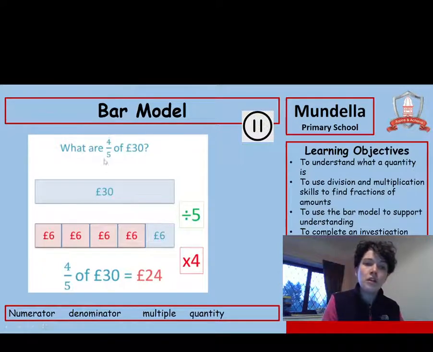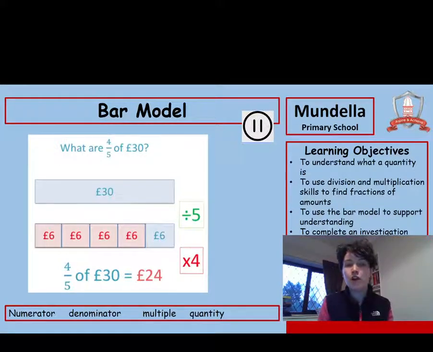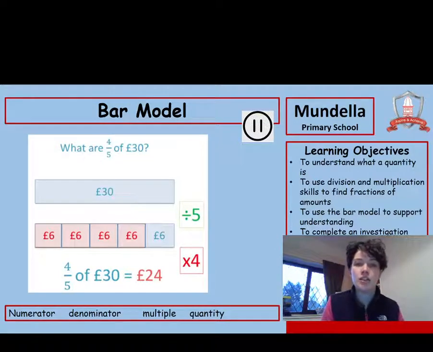Now, we're asked to find 4/5 of 30. So we've coloured 1, 2, 3, 4 of these 6s red. We're then timesing 6 by 4. 6 times 4, 24. So 4/5 of £30 is £24. Okay, I'm going to move on. But remember, you can refer back to this explanation when you come to do your own investigations.